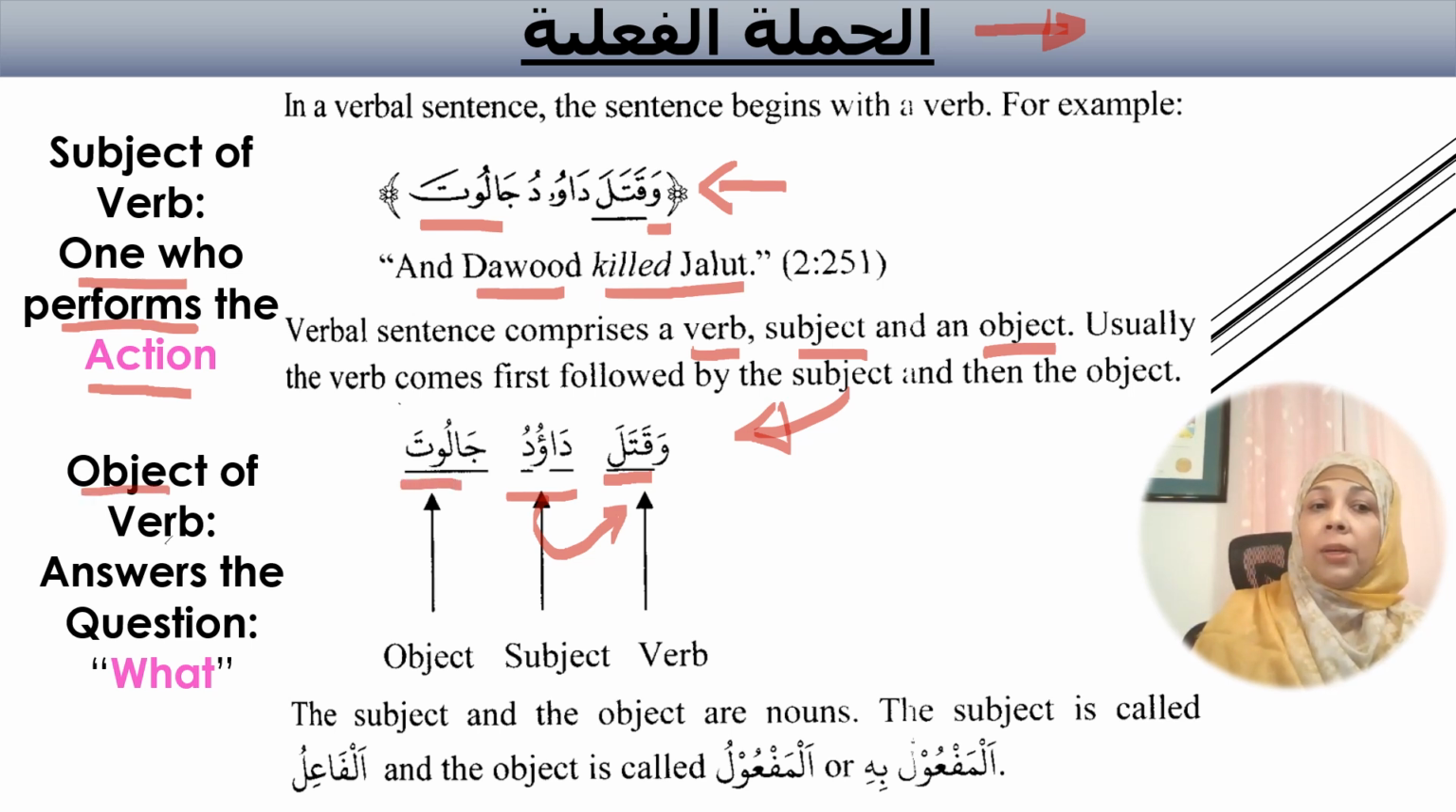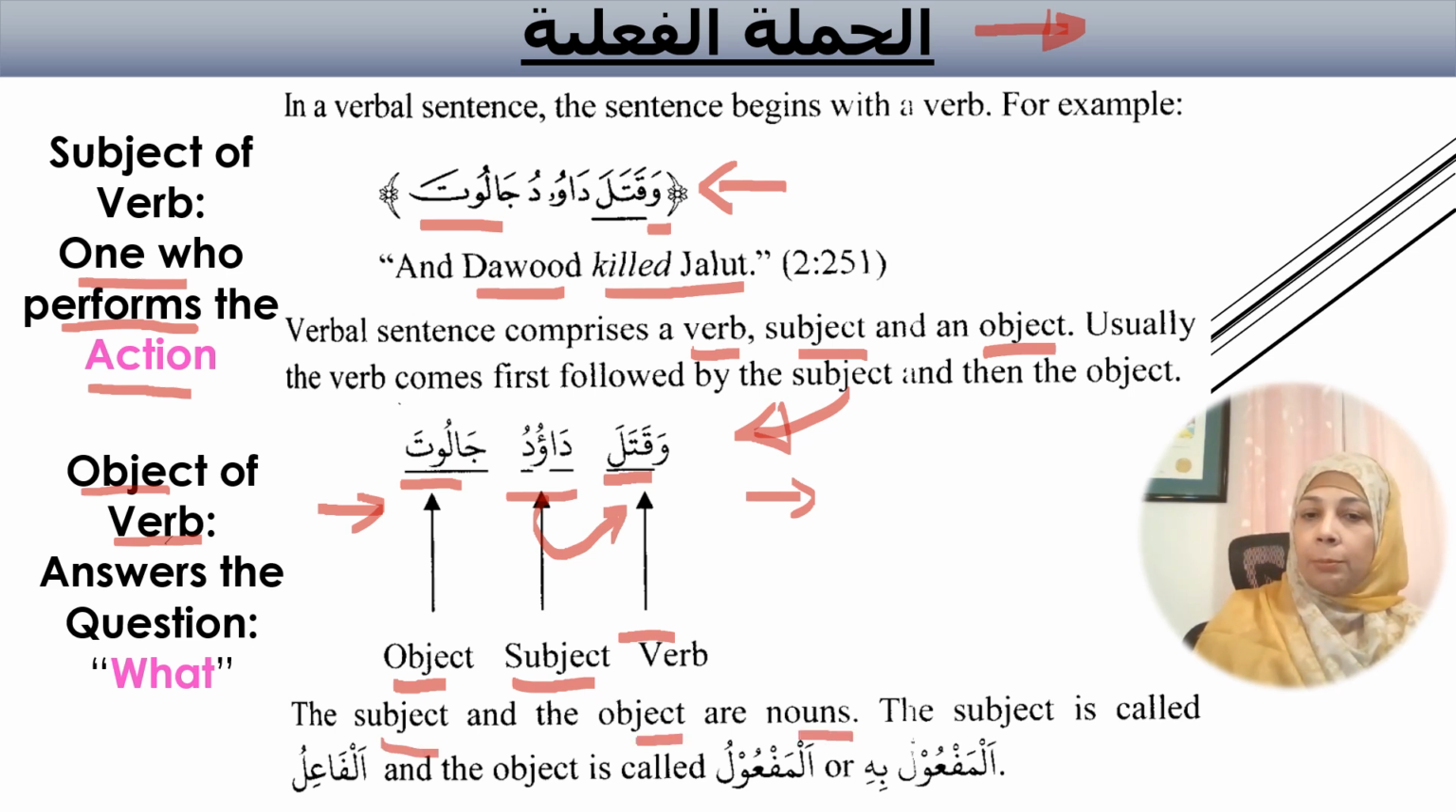What does object mean? Object, you will get the object of the verb if you ask the question what. So ask the question, Daoud killed what? He killed Jalut. So Jalut is the object of this verb. Okay, so you've learned that for this verb qatala, the subject is Daoud and the object is Jalut. Okay, so let's continue. The subject and the object are nouns.